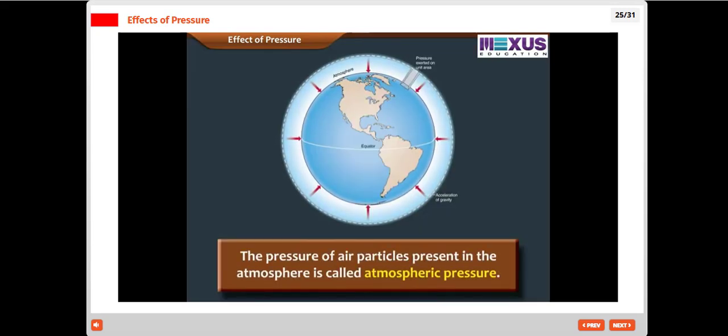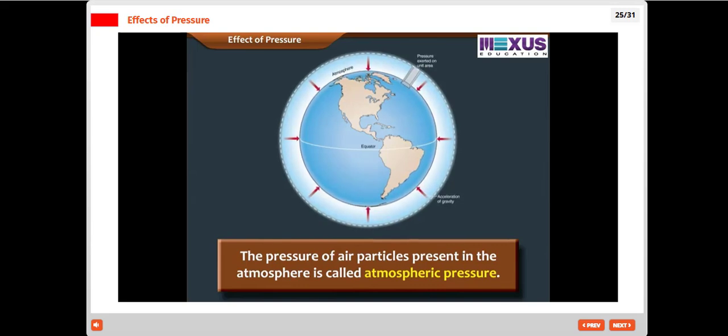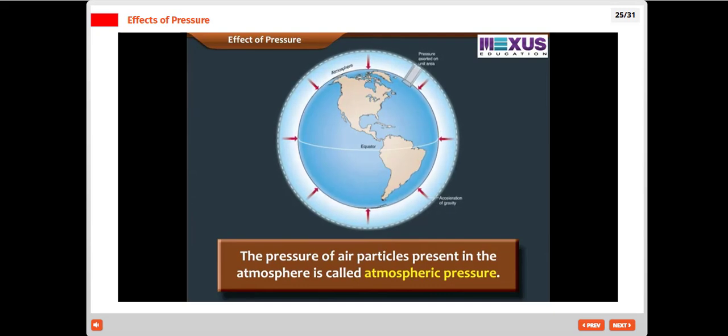The pressure of air particles present in the atmosphere is called atmospheric pressure. The different units of pressure are Pascal, bar and torr.